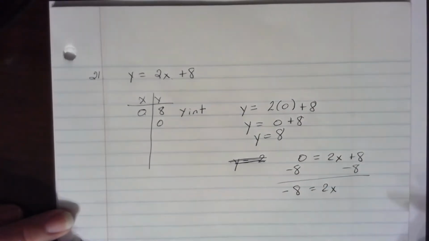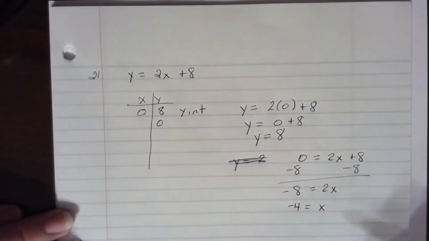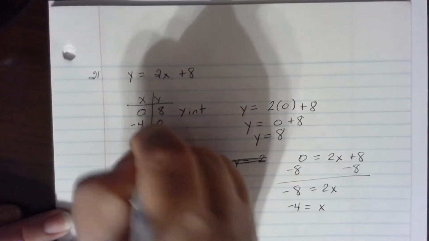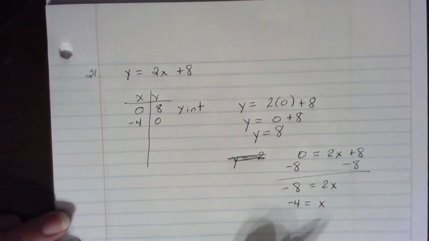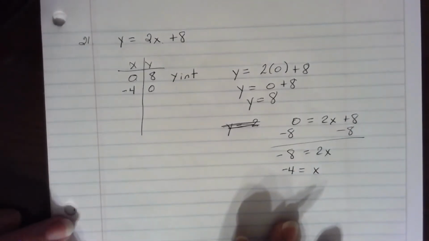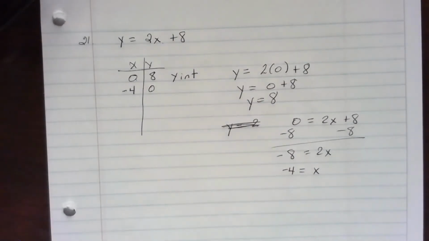Then we're going to divide by 2, and so I get -4. Now, on my math lab, because you only need 2 points, you can do it with just those 2.